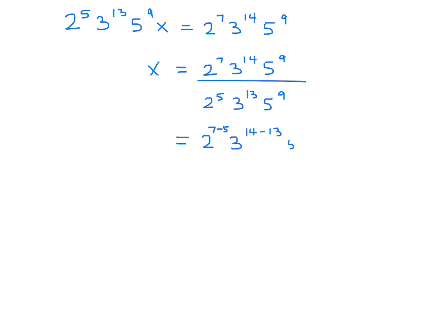And this, of course, just becomes 5 to the power of 9 minus 9. So this is 2 to the power of 2, 3 to the power of 1, and 5 to the power of 0, which is just 1. So that just disappears. So therefore, x is just 2 to the power of 2 times 3, which is 4 times 3, which is equal to 12.